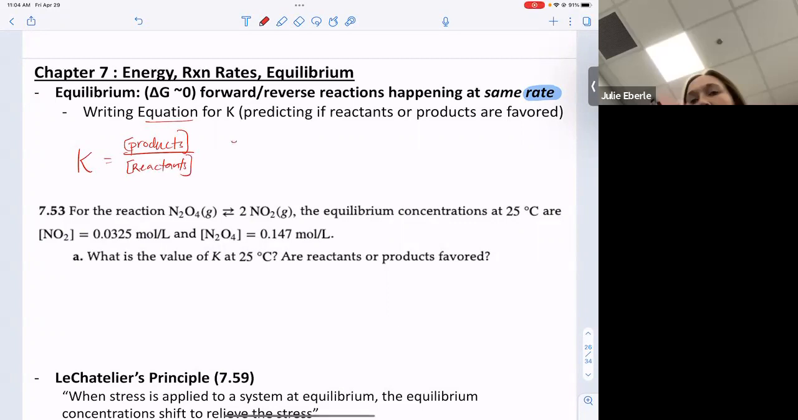And you exclude things that are solid and things that are liquid, okay? You only include things that are aqueous and things that are gaseous.